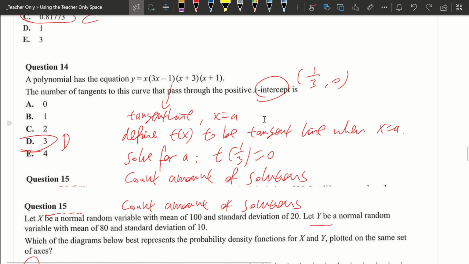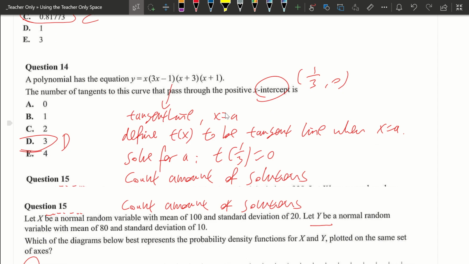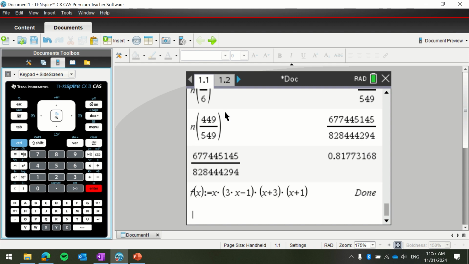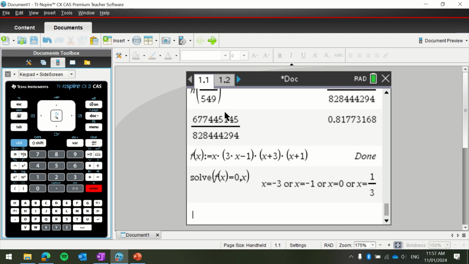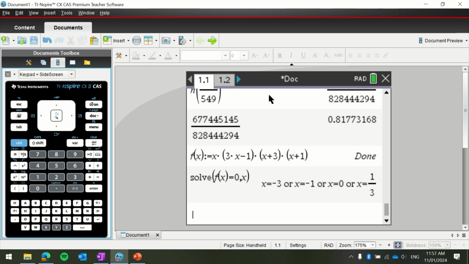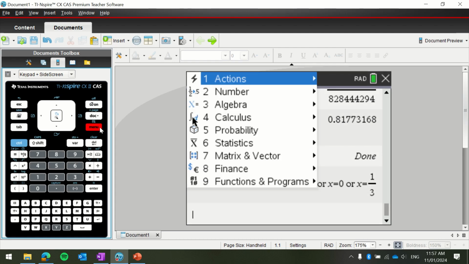It goes like this. So let me define my function: x times (3x minus 1) times (x plus 3) times (x plus 1). I'm looking for the x-intercept, so I'm making y equal to 0 and solving for it. And I'm looking for the positive x-intercept, so it's the last one, (1/3, 0). And I need the tangent to go through this point.